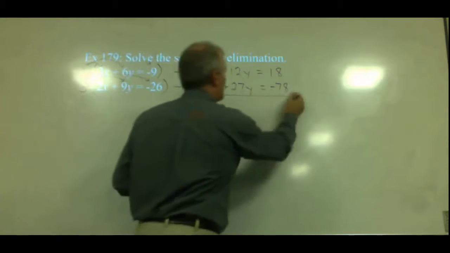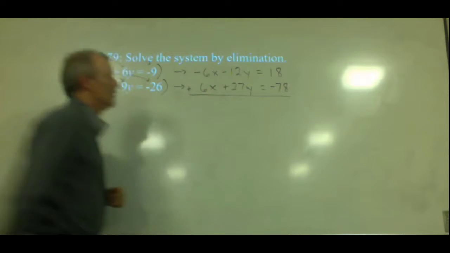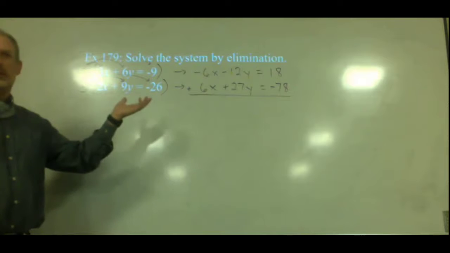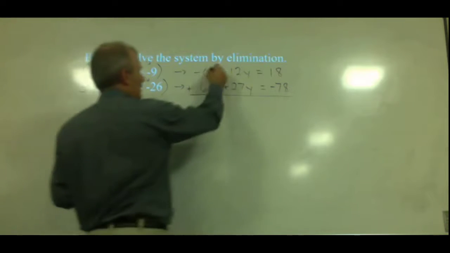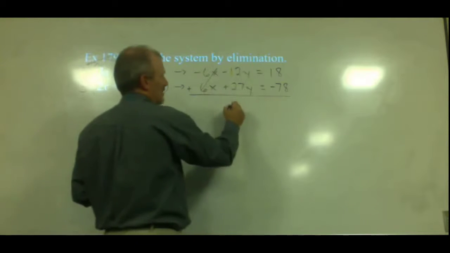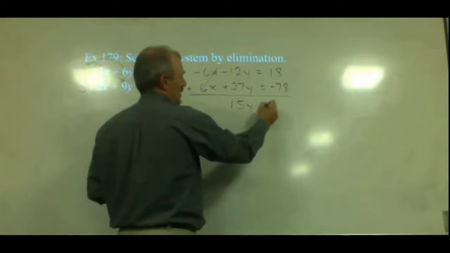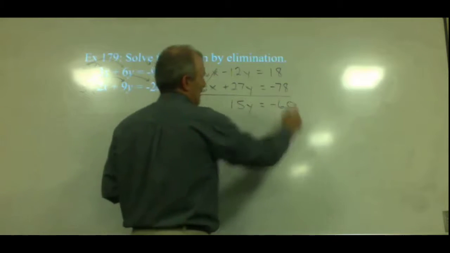Now, when we look at this, the 6x's will cancel. And we're going to have positive 15y, and this is going to be negative 60.